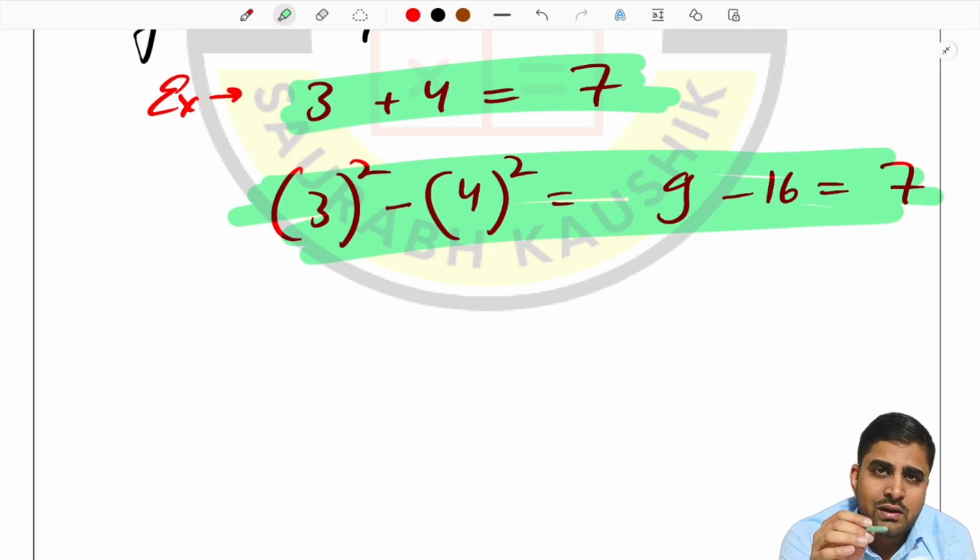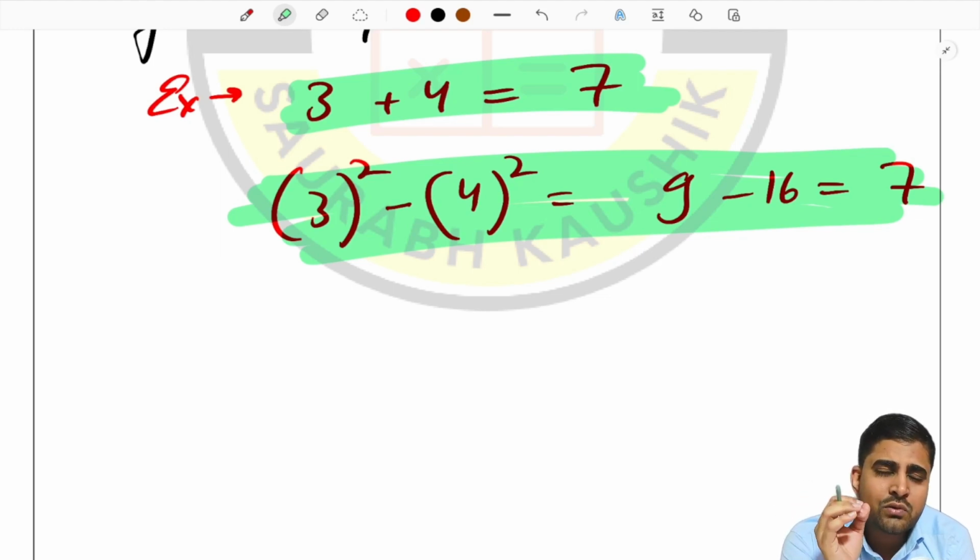According to this property, if they are consecutive, means back to back, just do one thing: add them. Means 83 plus 84, the sum is equal to the difference of the two consecutive squares of the number. That's the basic sense of this property.